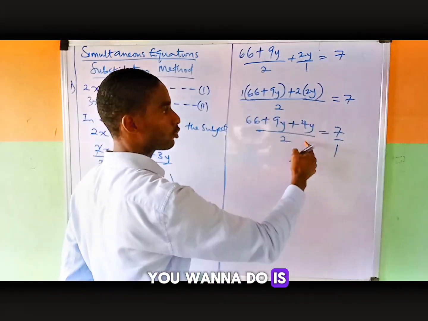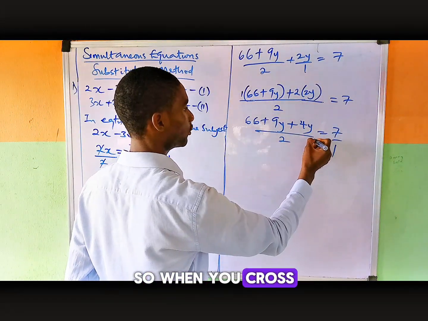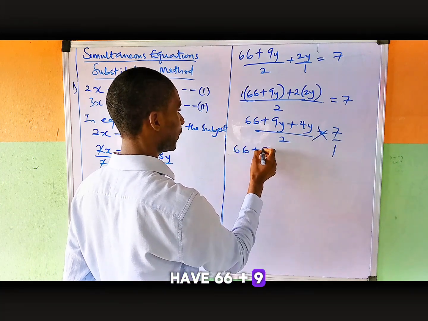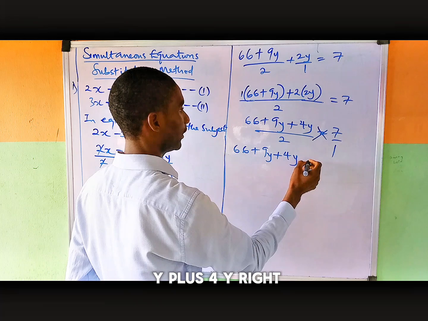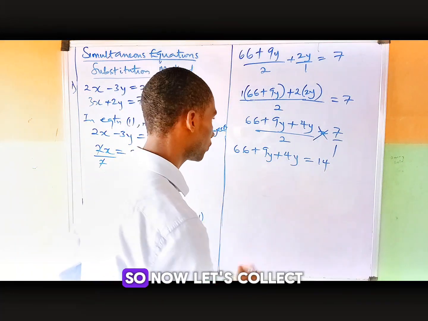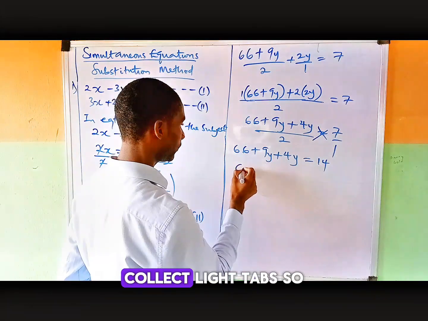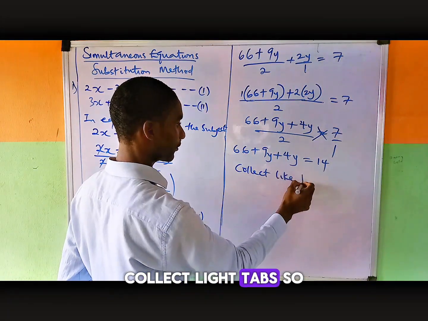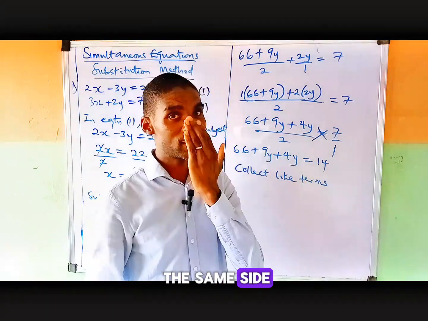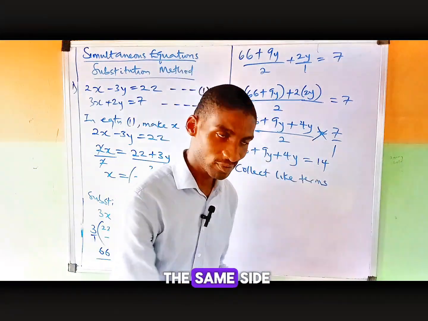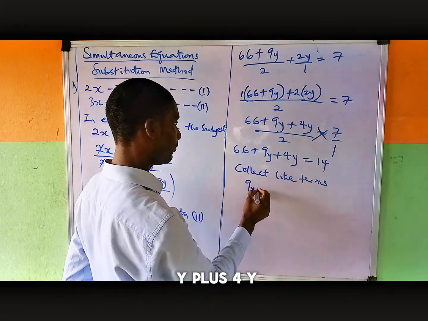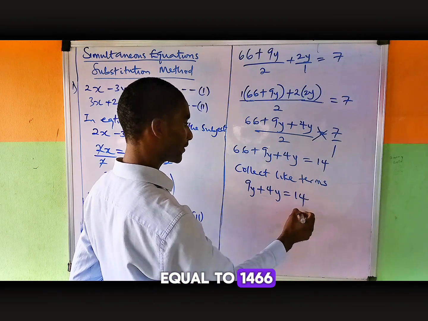So the next thing you want to do is to cross multiply here. When you cross multiply, this multiplied by 1, you have 66 plus 9y plus 4y, equal to 2 times 7 is 14, equals 14. So now let's collect the like terms. All the terms that have y will stay on the same side, and the terms without y will be on the other side. So let's have the y on this side. So you have 9y plus 4y equal to 14.